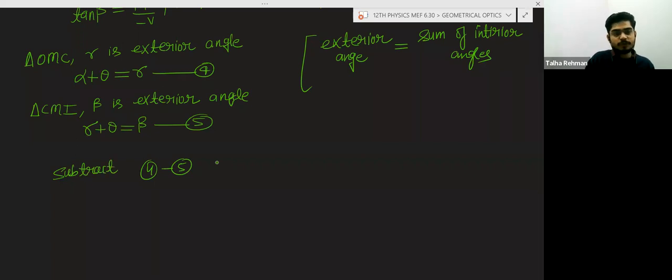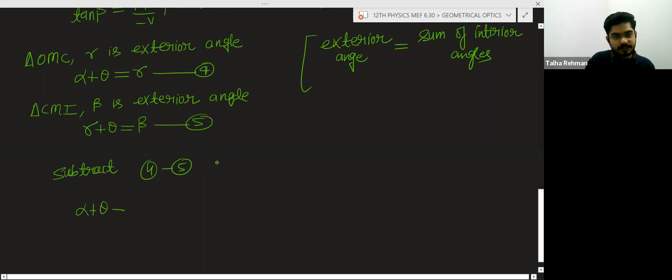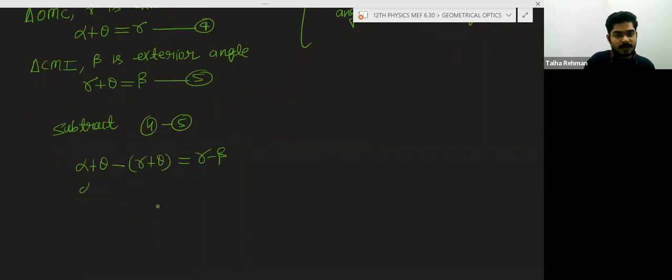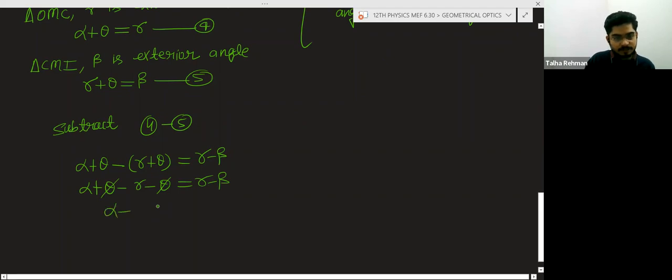4 minus 5. So what will it become? This is alpha plus theta, and subtraction is taking place, gamma plus theta, and here you can write gamma minus beta. So it will become alpha plus theta minus gamma minus theta is equal to gamma minus beta. So theta and theta cancel out. So you will have alpha minus gamma. Alpha minus gamma is equal to gamma minus beta.